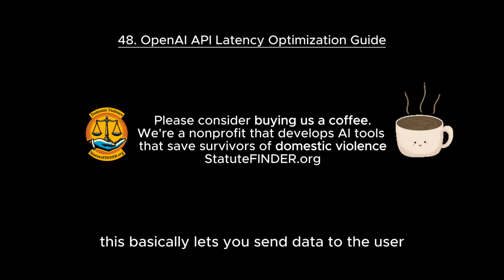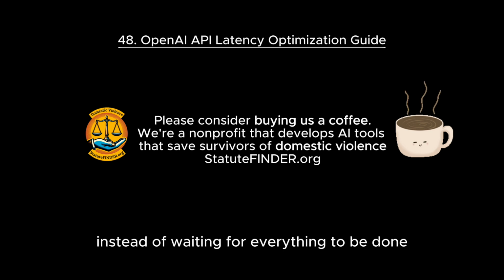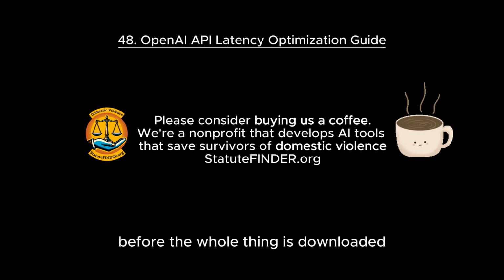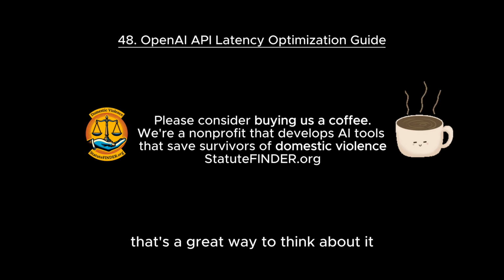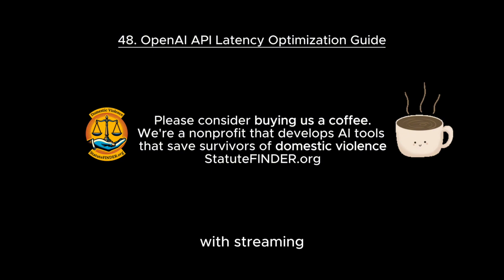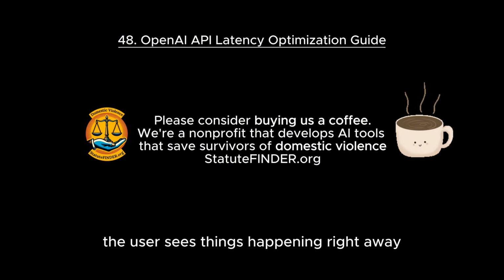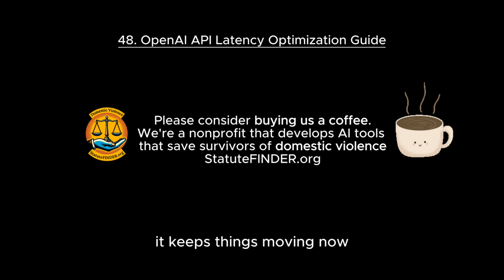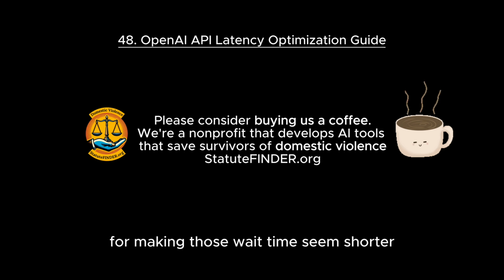This basically lets you send data to the user as it's becoming available instead of waiting for everything to be done. Okay, so it's like when you're watching a movie online and you can start watching before the whole thing is downloaded. Yeah, exactly. That's a great way to think about it. With streaming, the user sees things happening right away, and it makes the experience more engaging. It keeps things moving. Now, are there any other tricks for making those wait times seem shorter?